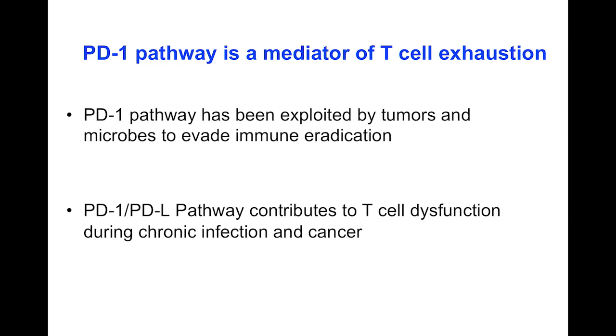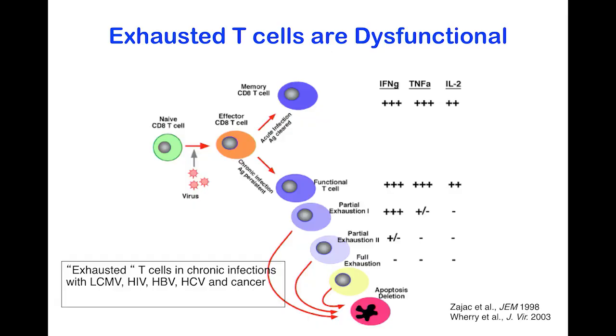But it's the smartest microbes and the smartest tumors that have over and over again exploited this pathway to their own benefit, to inhibit immune responses to prevent their eradication. This pathway contributes to a process of T cell dysfunction known as T cell exhaustion that develops during chronic antigen stimulation.